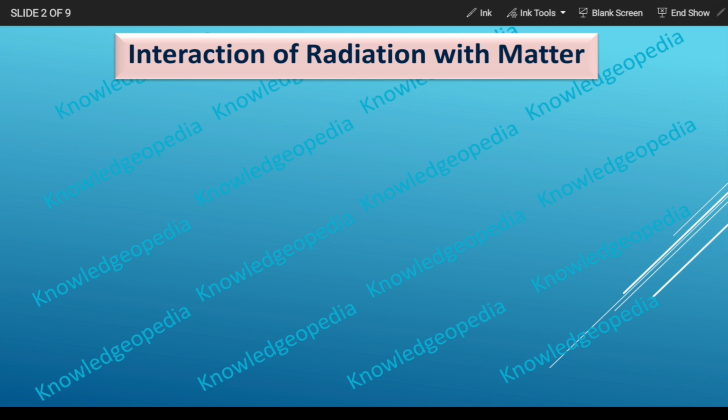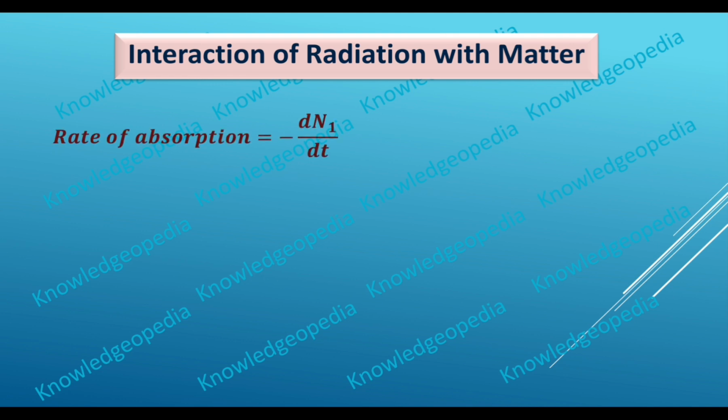Coming to the different rates associated with the three processes, we have already derived that the rate of absorption is equal to minus dN1 by dt, and that is equal to B12 N1 E nu 12. Here N1 is the population in the ground state or state 1. B12 is the Einstein coefficient of absorption, and E nu 12 is the energy density. Further, we have taken this E nu 12 as E nu for convenience of our use.